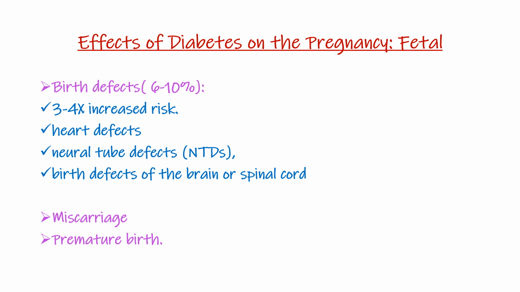Now let's look at the effects of diabetes on pregnancy. How is diabetes affecting the pregnancy? You're going to categorize them into fetal and maternal. In terms of fetal, we have birth defects, and as already said before, this pre-existing diabetes is present in the period of organogenesis, throughout the pregnancy. And organogenesis occurs in the first trimester. So you'll have a 3 to 4 times increased risk of having birth defects. We already mentioned these birth defects, which include heart defects such as VSD, transposition of great vessels, and neural tube defects, birth defects of the brain and the spinal cord. In addition to that, there's increased risk of miscarriage and premature birth.